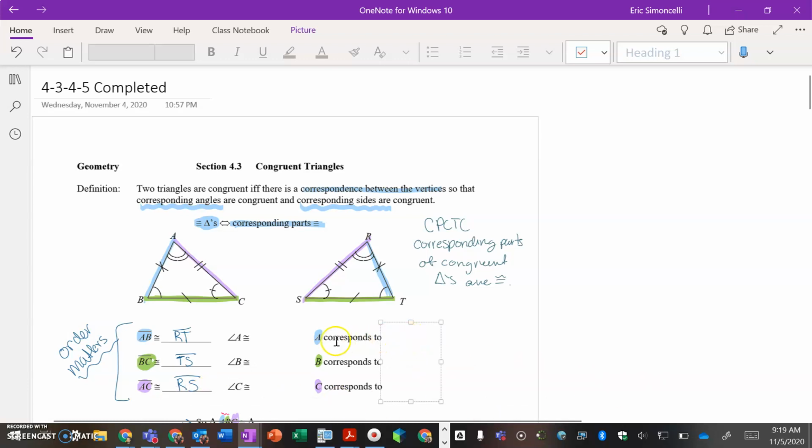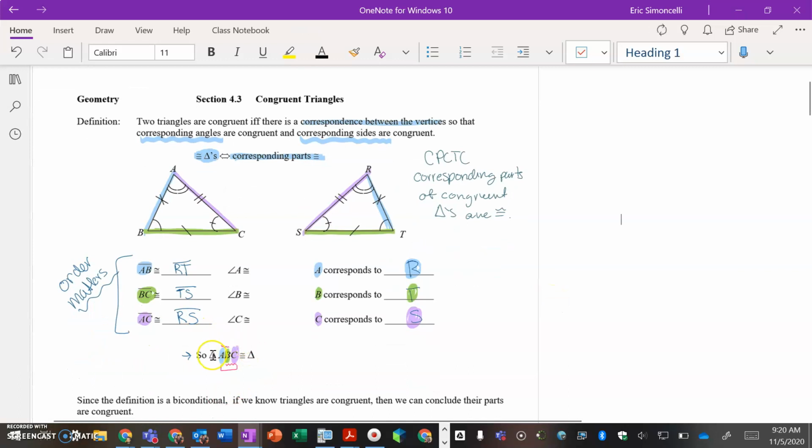A, the angle, corresponds to what angle, but also vertex, technically. They're not saying angle per se, although we also know that angle A is congruent to angle R. Technically, we're talking about the actual vertex. So A corresponds to R, B corresponds to T. Look at the picture again, and then C, of course, to S. Please make a note of that.